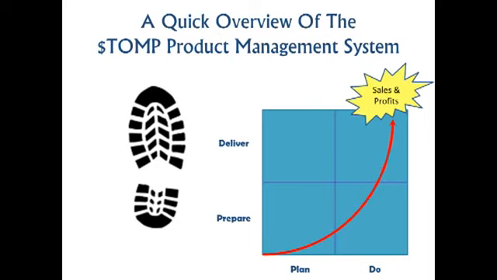The STOMP product management system is designed to give you all the knowledge and all the skills that you need to turn your product into a big success. We're going to start out with the prepare and planning portion of it, where you get things set up for you to be successful. Later on in the process, we move into do, and then finally we end up into deliver, where you actually deliver your product into your customers' hands. So it's all part of a carefully executed process.